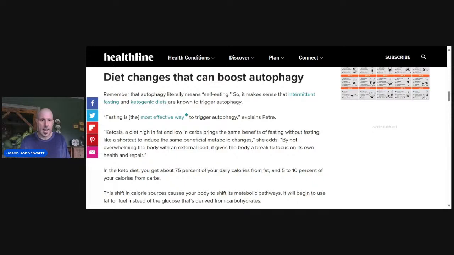So breaking down is catabolic. So you don't get stronger in the gym. You actually get stronger when you're not in the gym and repairing.